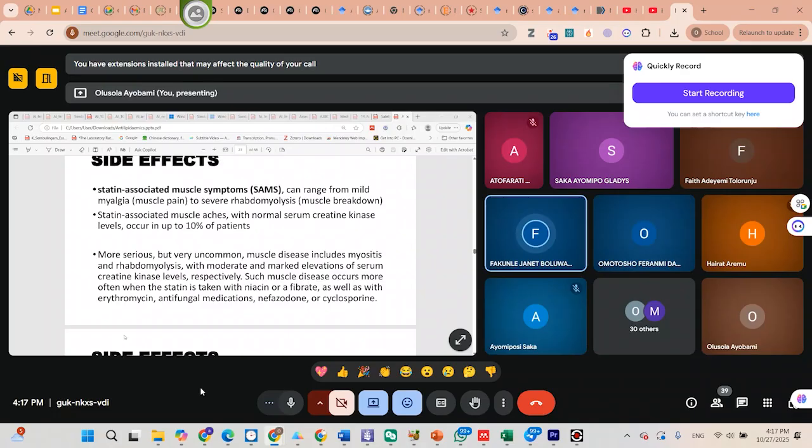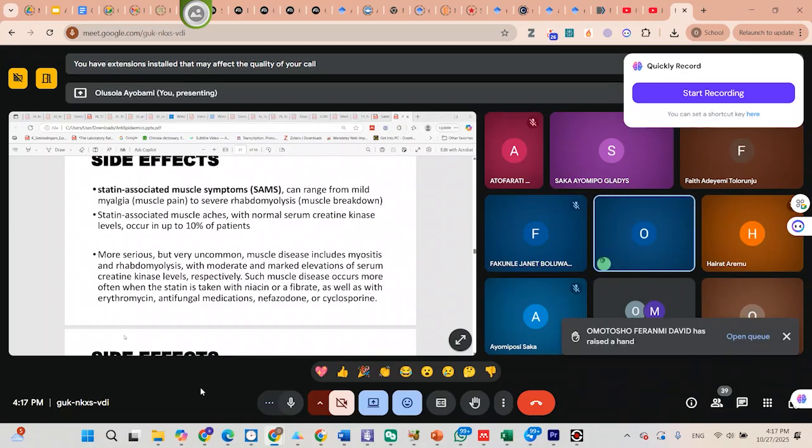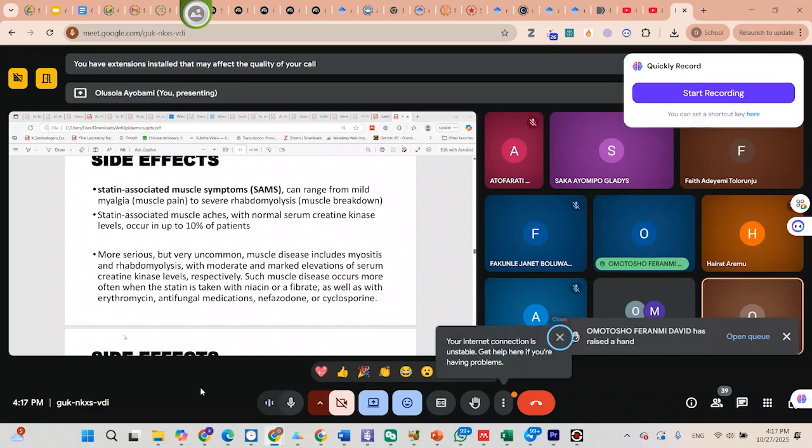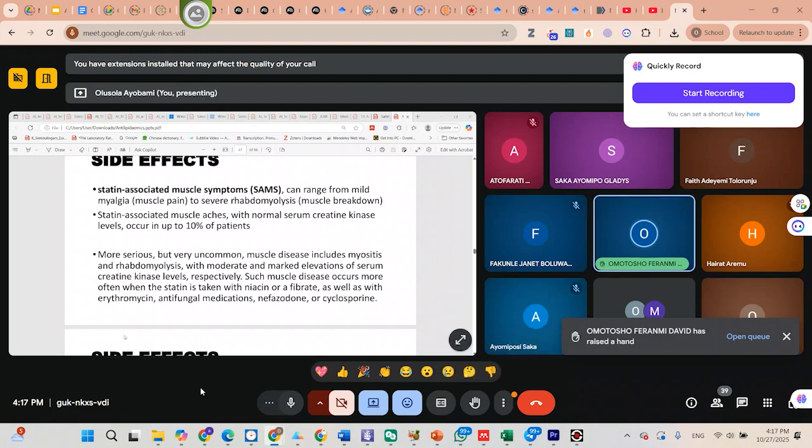Probably because they are metabolized. Hold on, let me hear from you. Probably because, who said probably because? Go ahead, you are making sense. So everything still boils down to CYP3A4 inhibition.